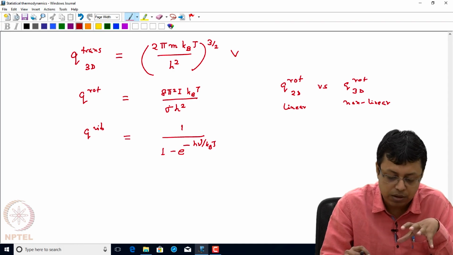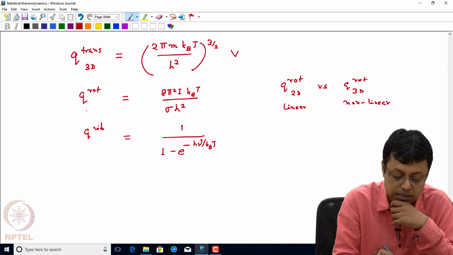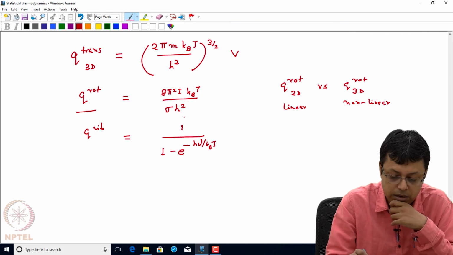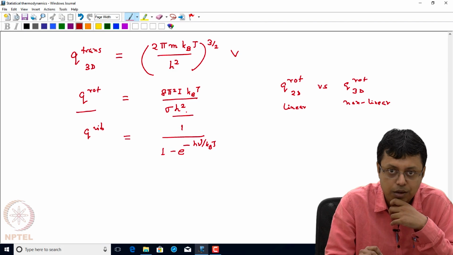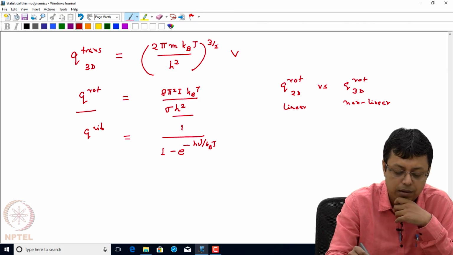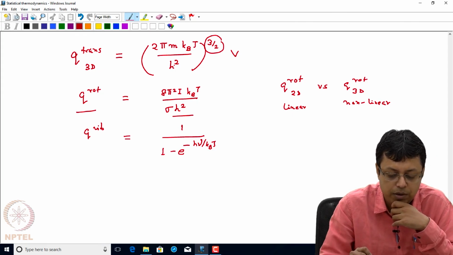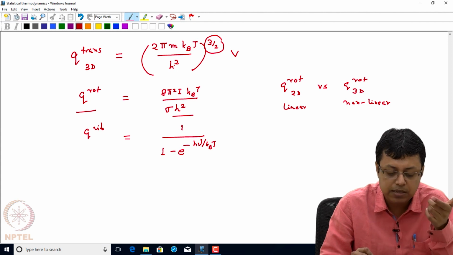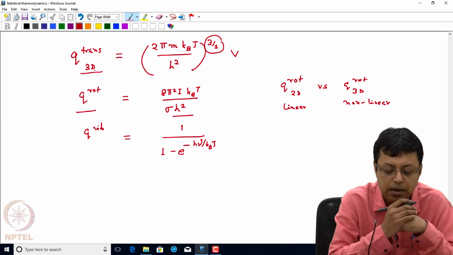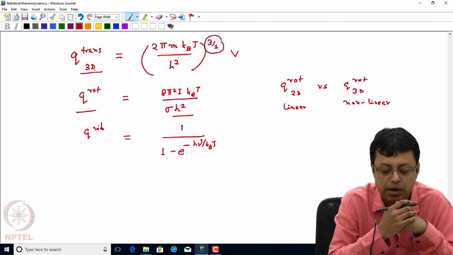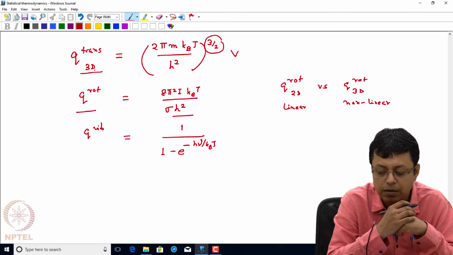Now, one thing you can easily figure out is that this Q rotation must be derived for actually a linear molecule. The reason is you can see here, just look at the factor. It is basically 3 by 2 here, so I have h bar squared in the denominator. If it is a 2D problem, then it will be basically 2 by 2, so I'll have h bar squared. So it readily tells you that it's not a 3D version.